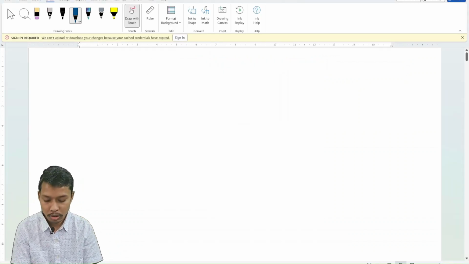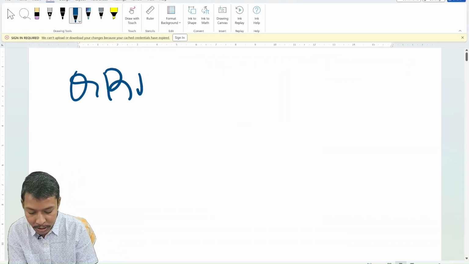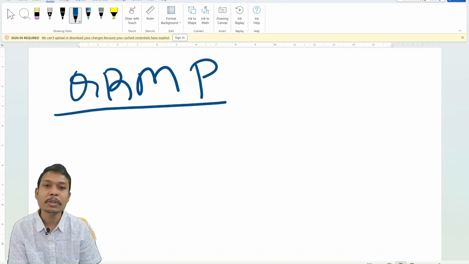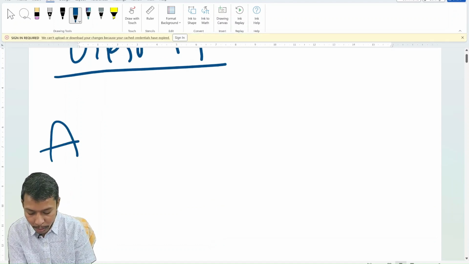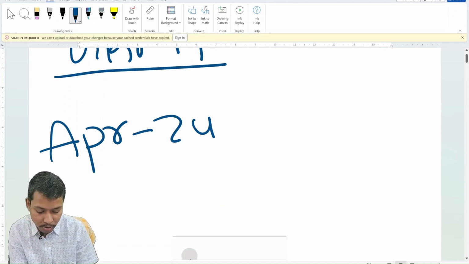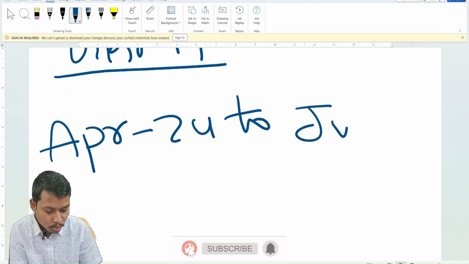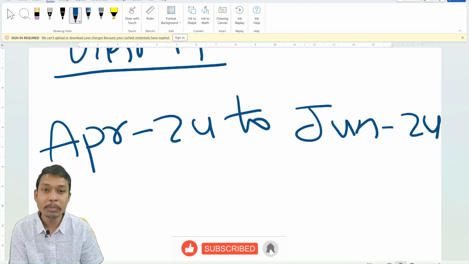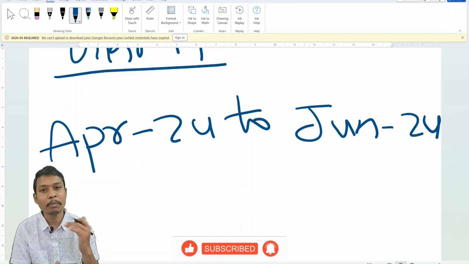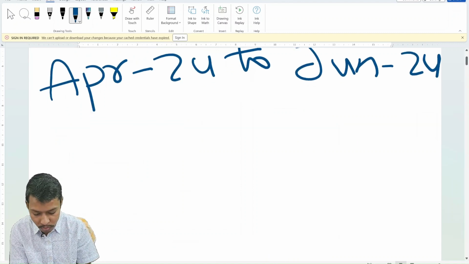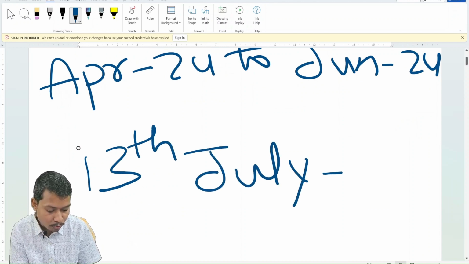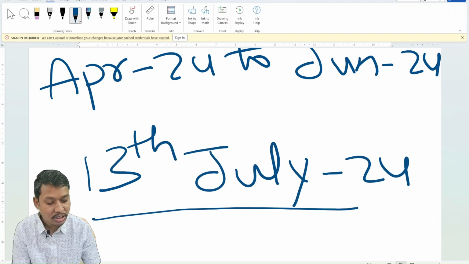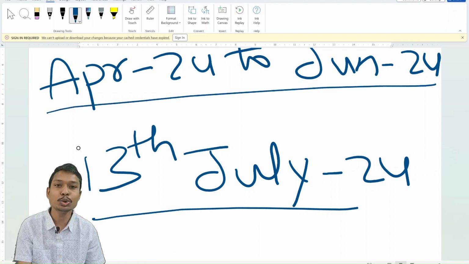So let's take the QRMP scheme first. For the persons who are filing GSTR-1 under QRMP, for example, such a taxpayer has made sales for the quarter of April 24 to June 24. So for him, the due date will be 13th of the month succeeding such quarter. That is nothing but 13th of July 24. So 13th of the month succeeding the quarter of April to June 24.